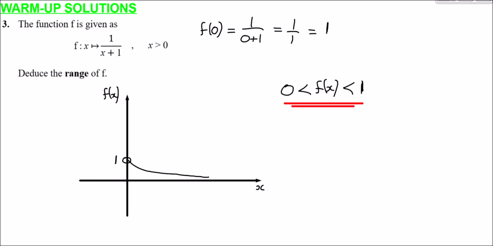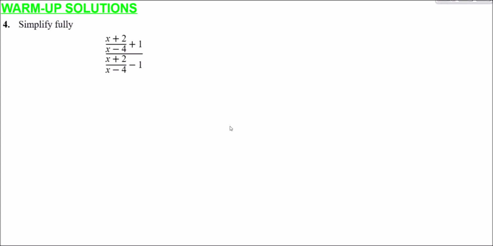And finally, warm-up question 4. Here we have to simplify fully this awkward fraction within a fraction. So we've got on the top of the fraction this (x + 2)/(x - 4) + 1, all divided by this weird denominator, which is a combination of a fraction and then this minus 1.